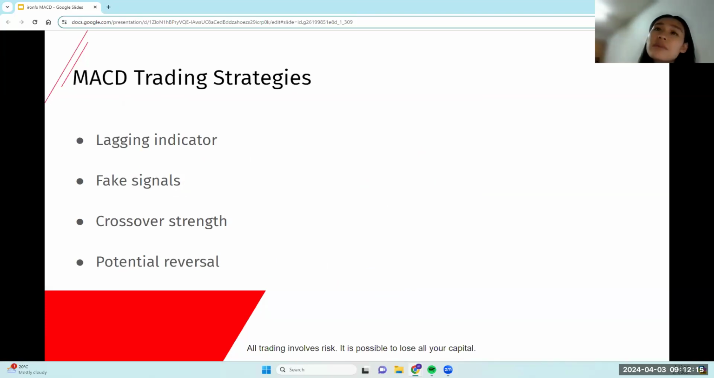Okay, here are a couple of MACD trading strategies. Firstly, we have the lagging indicator, fixed signals, crossover strength, and potential reversals.